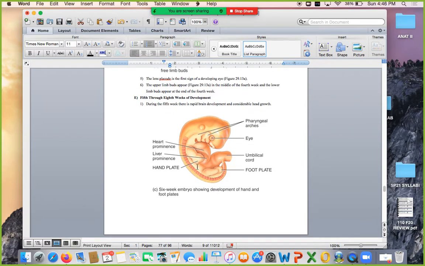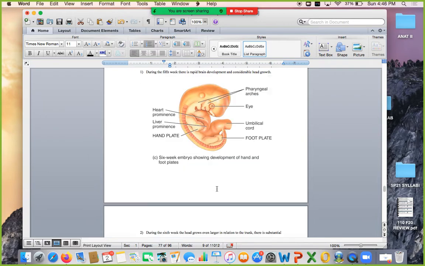Now at the 6-week embryo stage, we've taken that limb bud and made a hand plate. Again, we don't have any fingers, but we have hand and foot plates that are going to be pouching off. The eye is going to look a lot more familiar. Again, that ear is still here. Our tail is still here, but we will be losing that shortly. And these are those pharyngeal arches that we talked about that are going to become the throat.